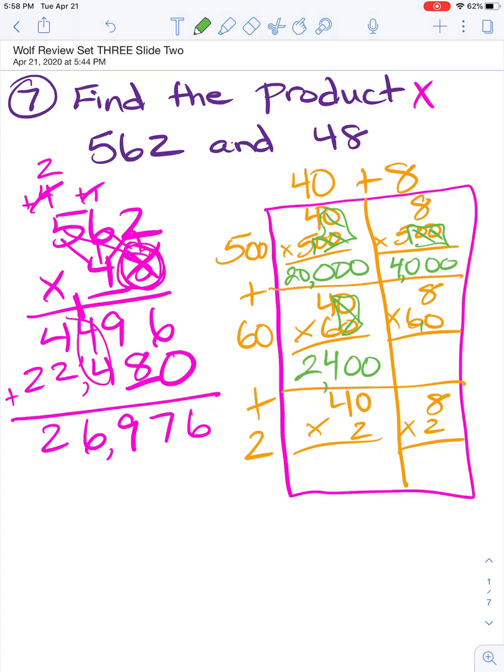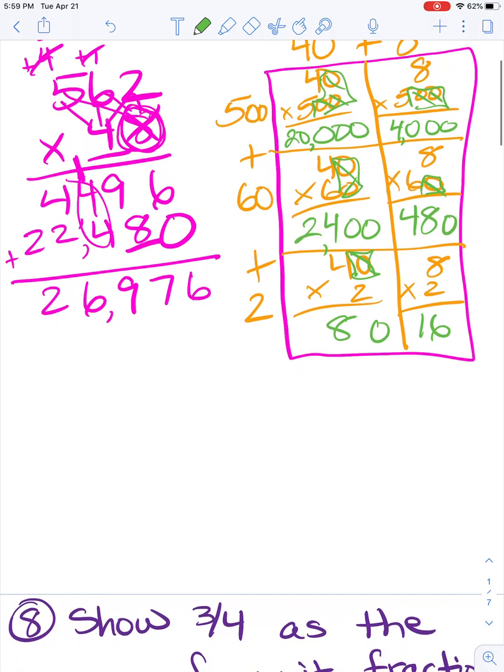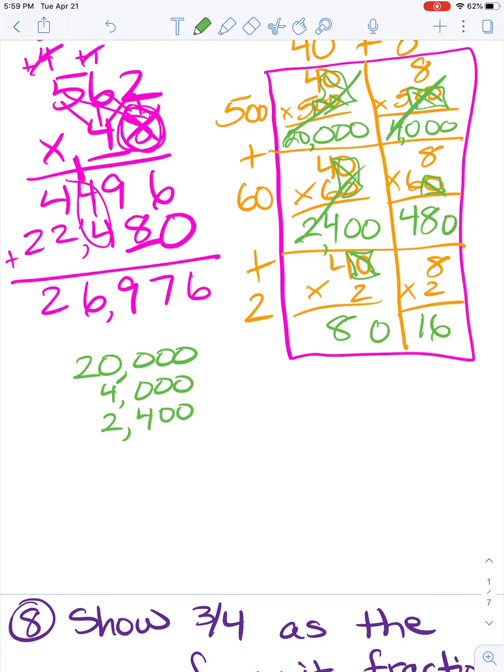6 times 4 is 24. Here I have 1. Box it, cross it, bring it down. 6 times 8 is 48. Here I have 1. 4 times 2 is 8. 8 times 2 is 16. That's a lot of partial products. I'm going to have to write small. So I have 20,000. I'm going to cross it off because I've used it. I have 4,000. Make sure that you're lining it up nice and neat. I have 2,400. I have 480. I have 80. And I have 16.